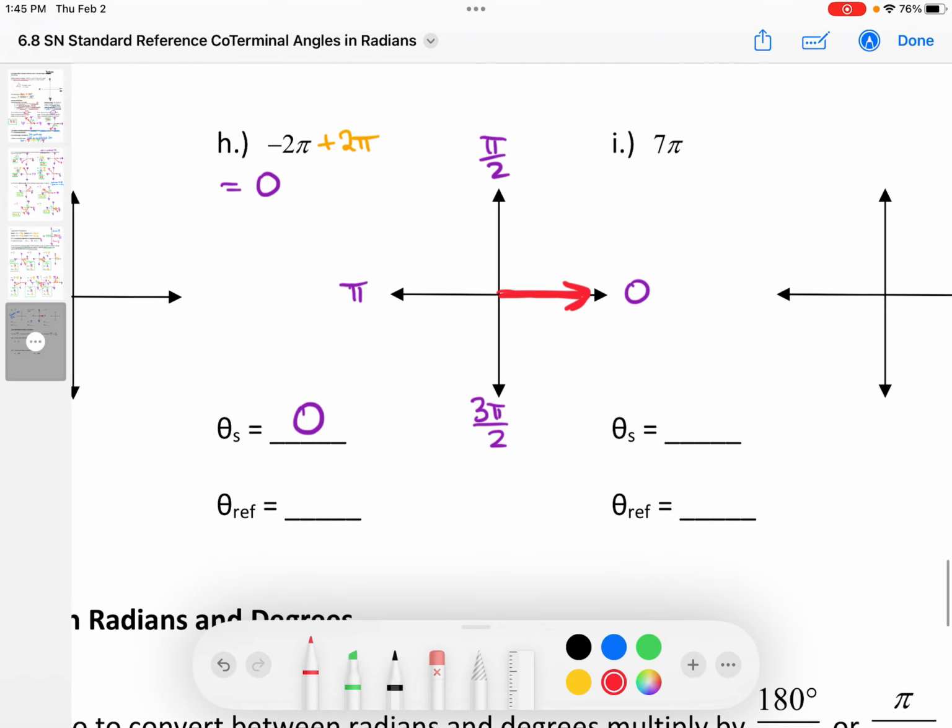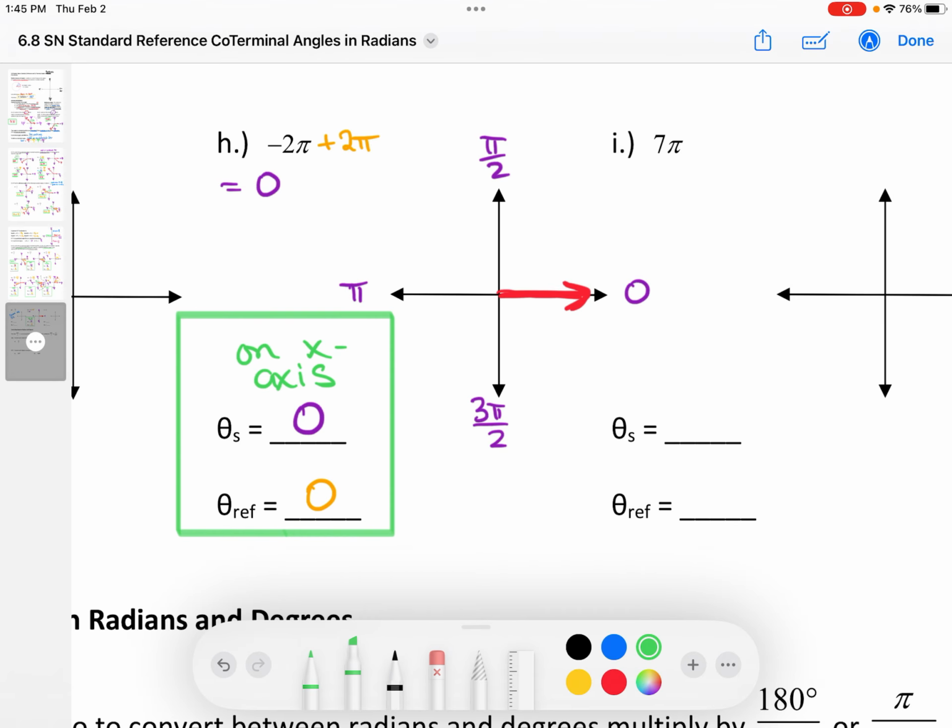And that reference angle to the x-axis is 0. We are on the x-axis. So instead of a quadrant, we say that we are on the x-axis, and that reference angle is 0 because we did not move from said x-axis.